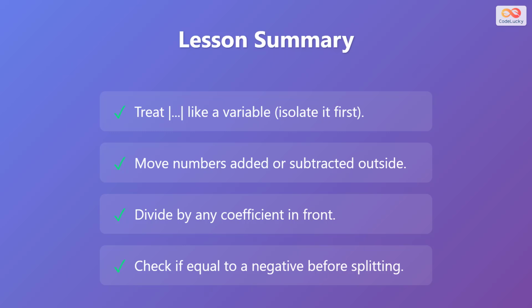Always remember, isolate the absolute value first by moving terms and dividing coefficients. Then, check if it equals a negative. Only if it is positive or 0 do you proceed to split and solve.